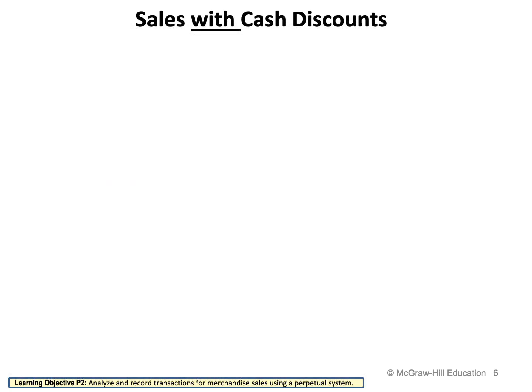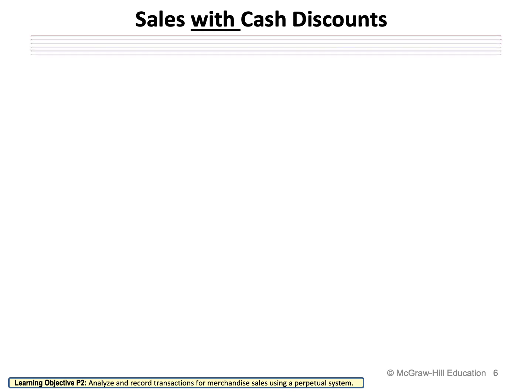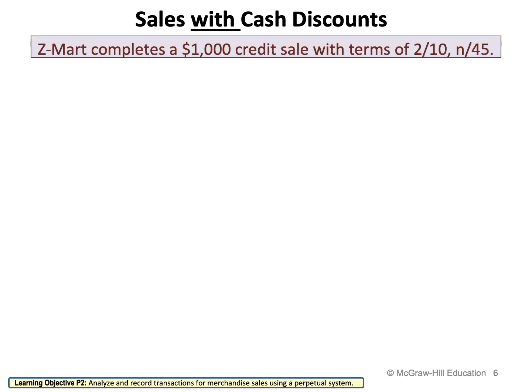Okay, now let's see this example, sales with cash discount. As we saw previously, Z-Mart is the seller and they make $1,000 credit sales of merchandise with terms of 2% discount if the buyer pays within 10 days, otherwise the credit period will be until 45 days. So you have to remember, as I said earlier, that to prepare the sales of merchandise entry, you have to record two entries or two steps.